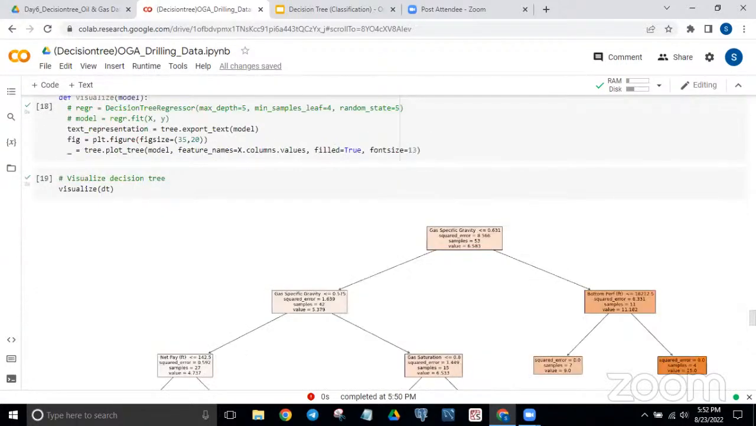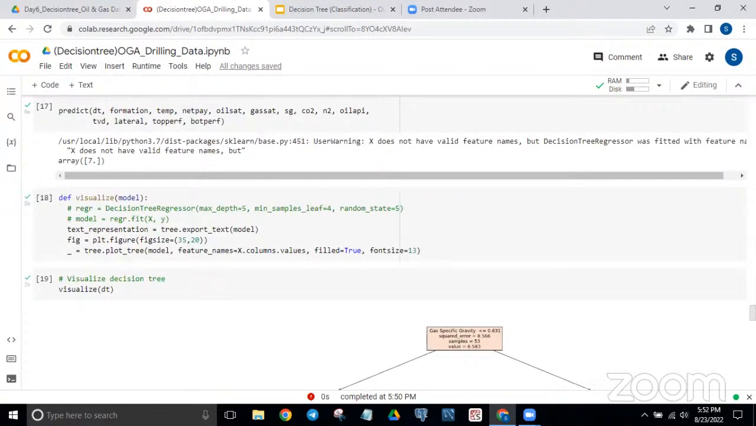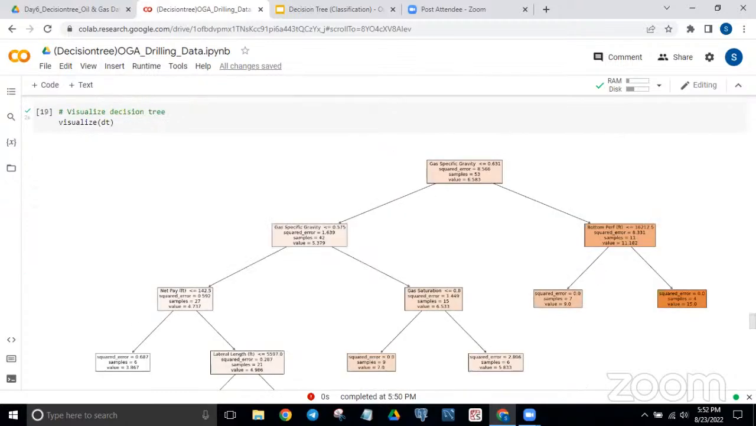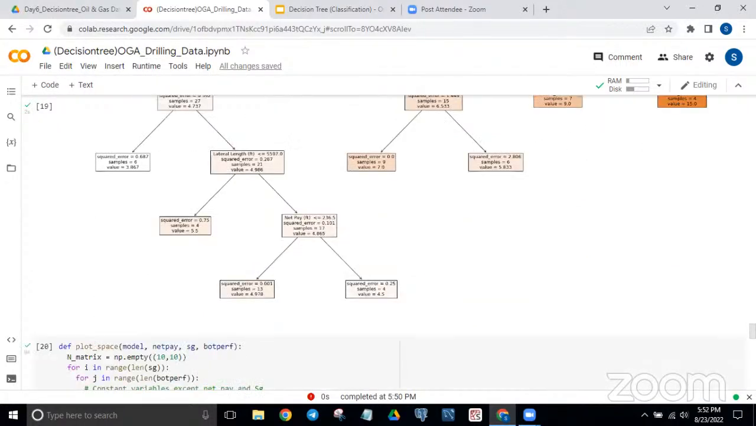Here we can see it clearly. I'm just presenting the decision tree here. You can see the decision tree, and here we have the value. The root value has been taken based on my information gain value, and here I am taking gas specific gravity as the value. Based on the data, we can see here this is the split. I can see the data.